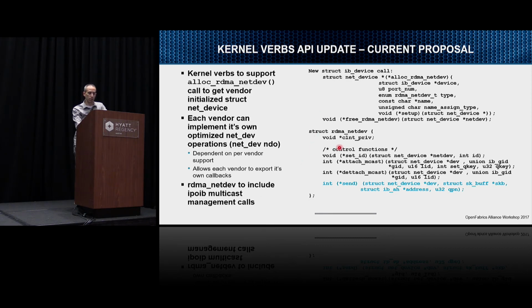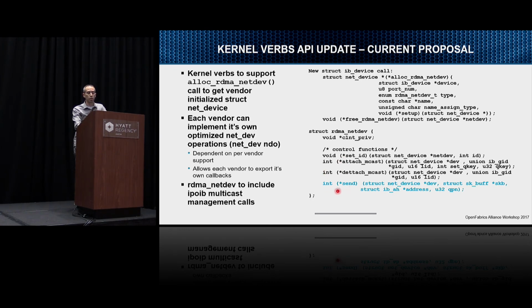And the RDMA net device that is pointed by the return netdev, we'll see in the next slide how. This RDMA net device will include whatever is necessary in order to manage the enhancement. And in our case, the additional function that we need is the multicast handling as specified here.